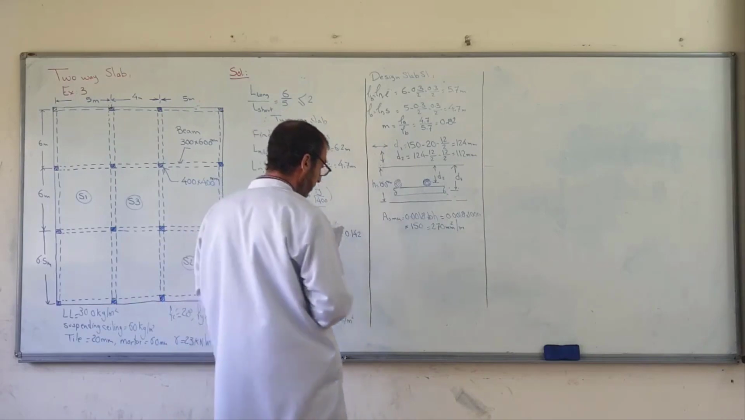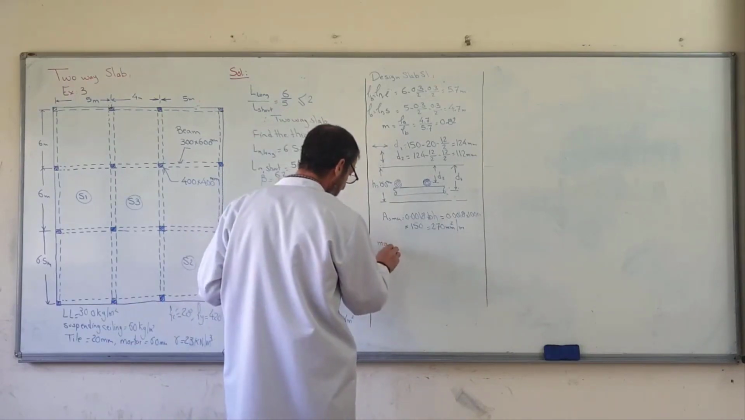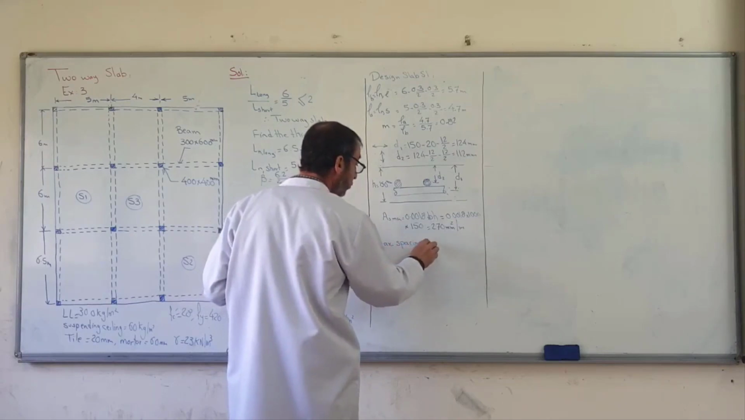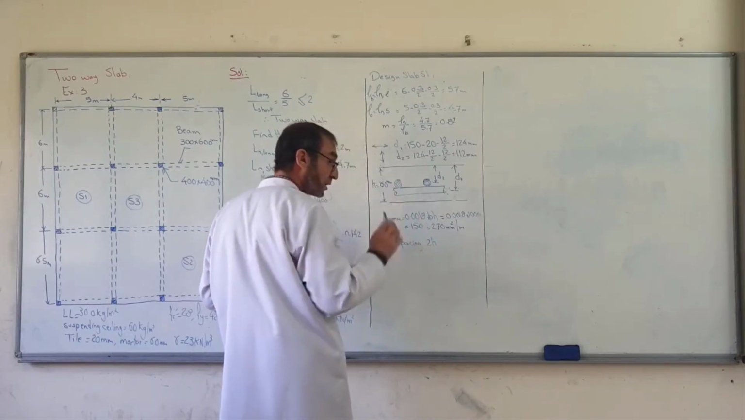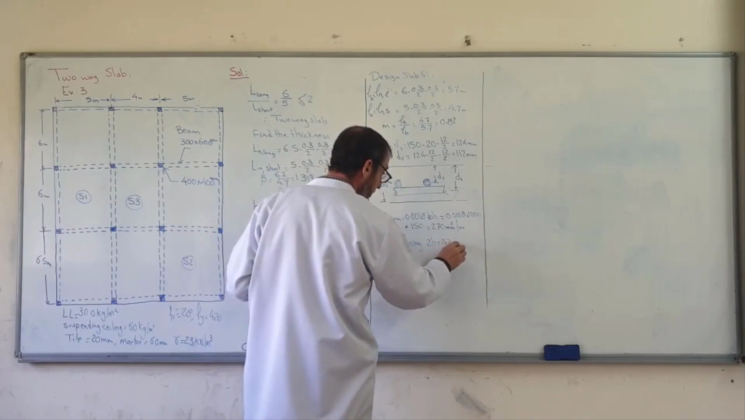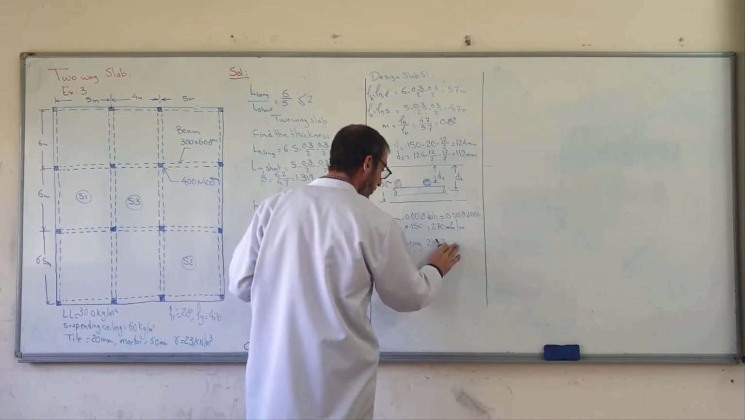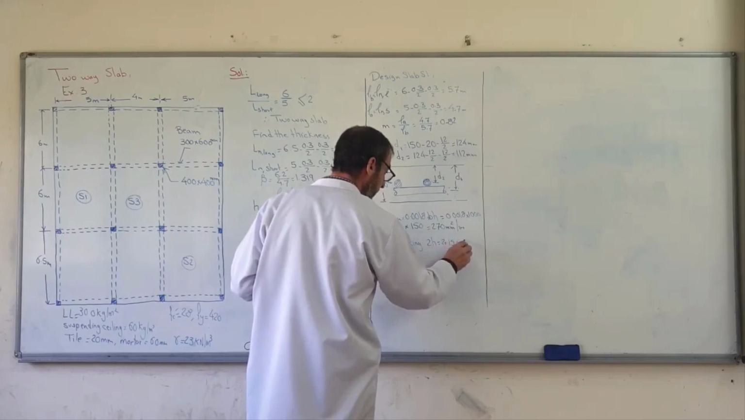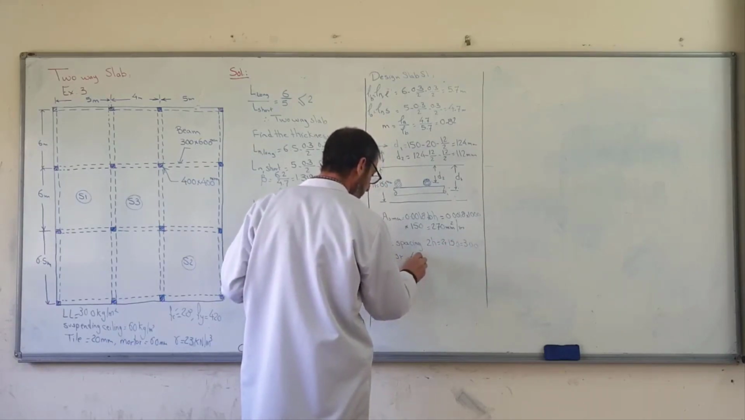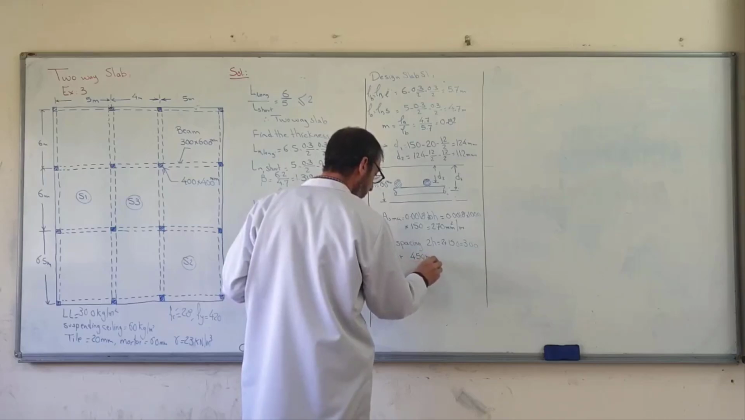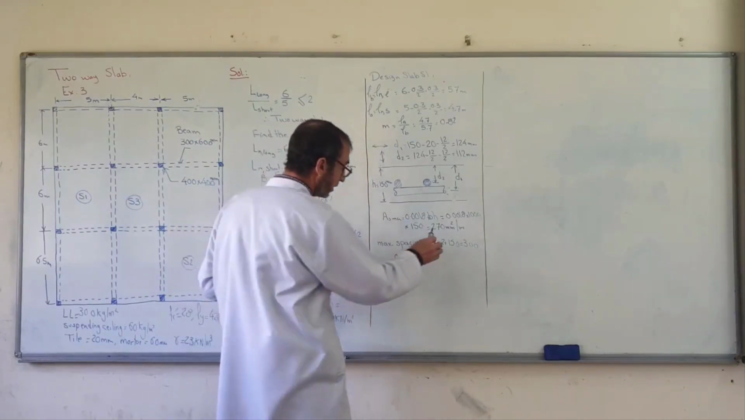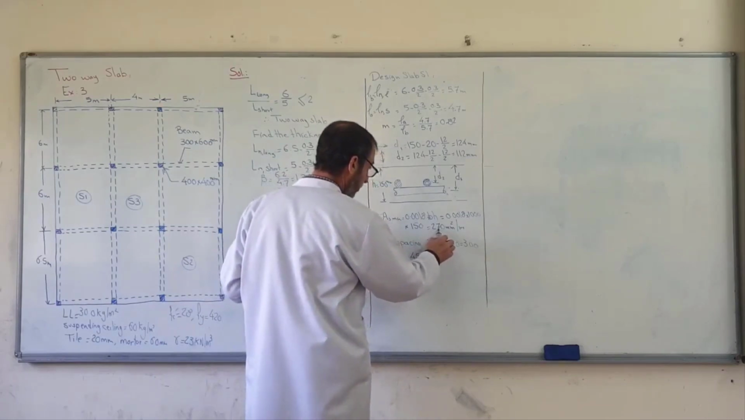Maximum spacing is two times the slab thickness, 2 times 150 is equal to 300, or 450 millimeters. We can find the distance for this also.